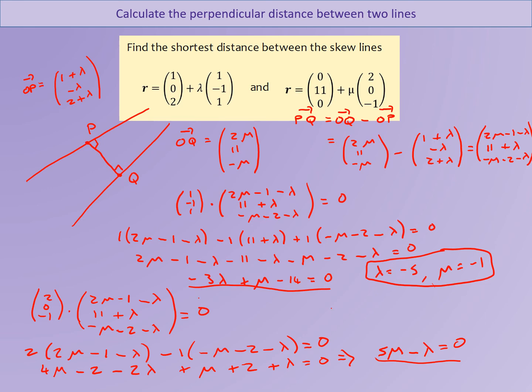From this, we can calculate the vector from P to Q by substituting in these values. So we get 2, 6, 4 for PQ. Therefore, the magnitude of PQ is √56, or 2√14. The shortest distance is 2√14.